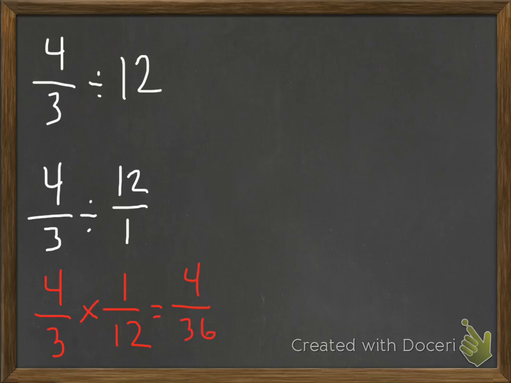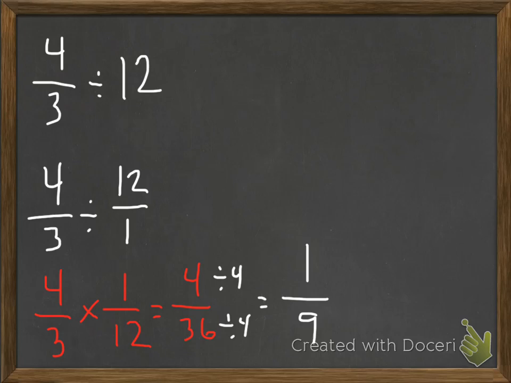Of course, you can reduce that. They're both divisible by 4. So 4 divided by 4 is 1. 36 divided by 4 is 9. So your answer is 1/9.